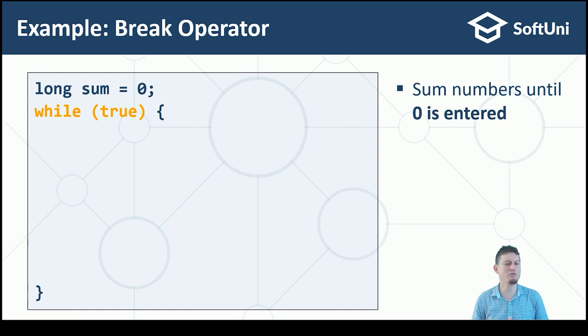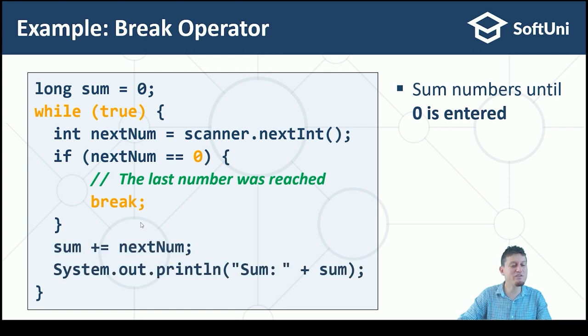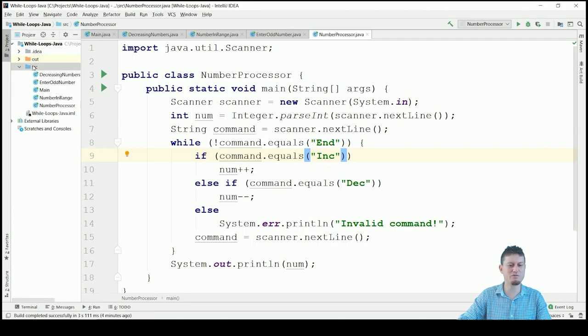Okay, assume we have the following problem. We want to sum numbers coming from the console until zero is entered. So we read an integer number, for example, 5, and until we read 0, we say while true, because we don't know at which time we will stop. We take the next number, and if it is 0, we stop. Otherwise, we add it to the sum, and we print this sum. This is something very useful, and I will demonstrate this.